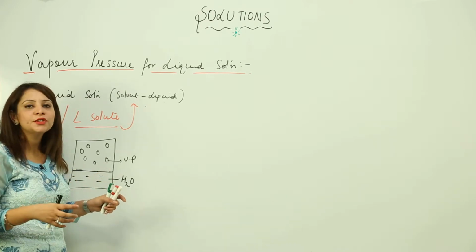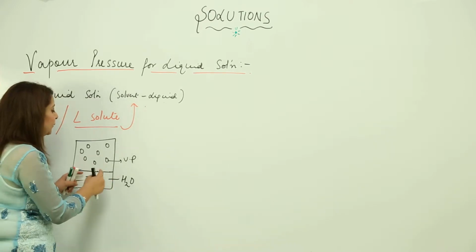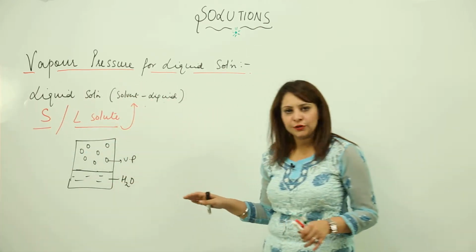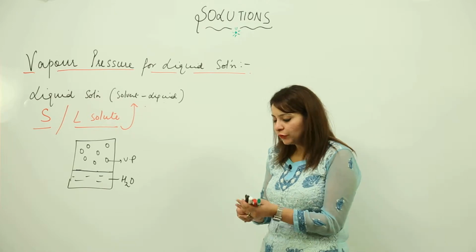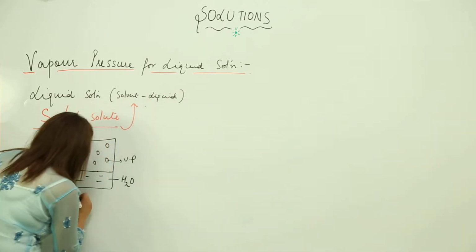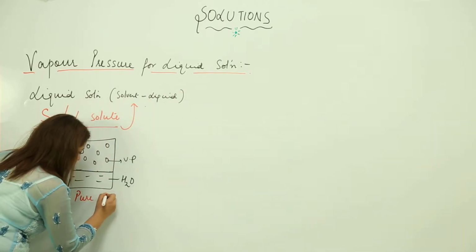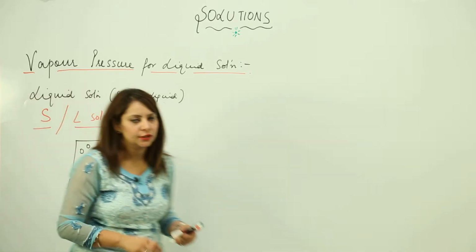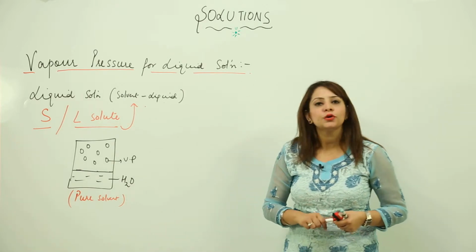So what is the vapor pressure? It is the pressure which is exerted by vapors in equilibrium with the liquid. So this is the vapor pressure. But here, what we are talking about is a pure solvent. I will write it here in order to remove any confusion related to it. So we are talking about pure solvent.